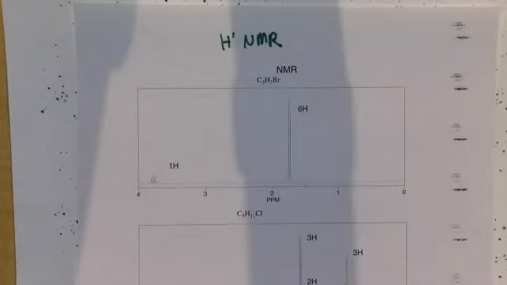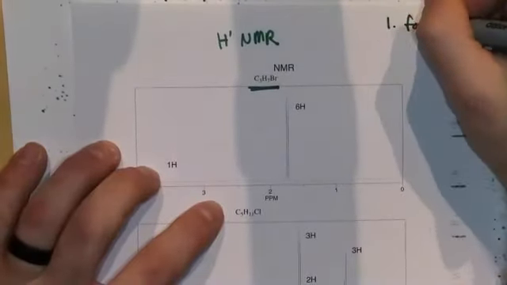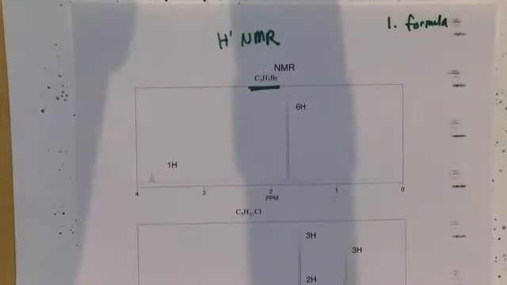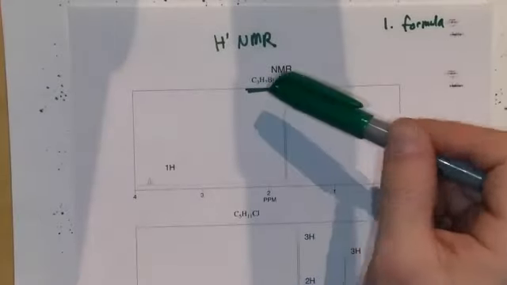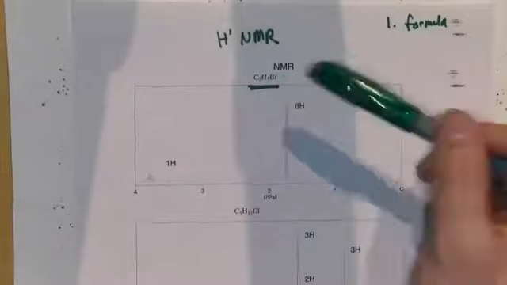The number one thing, especially for these, is the formula. So I'm always going to give you guys a formula. And that's going to be really useful. It's going to tell you the number of carbons you have, the number of protons, and if you have anything else that's interesting, like this bromine here.